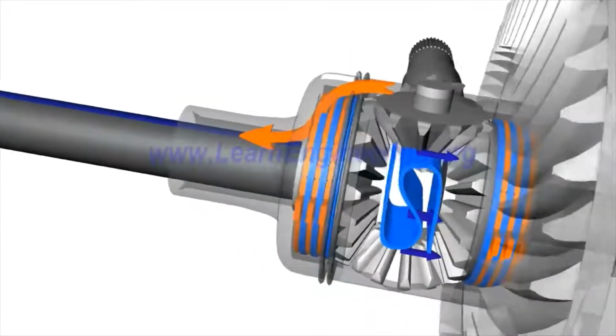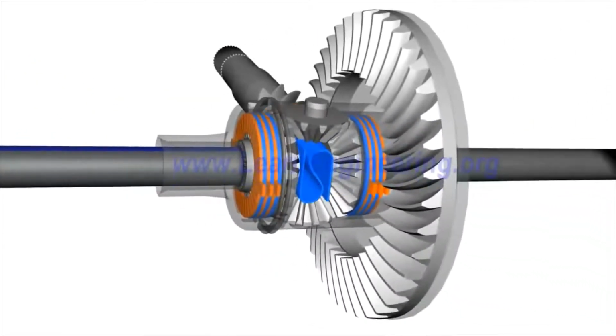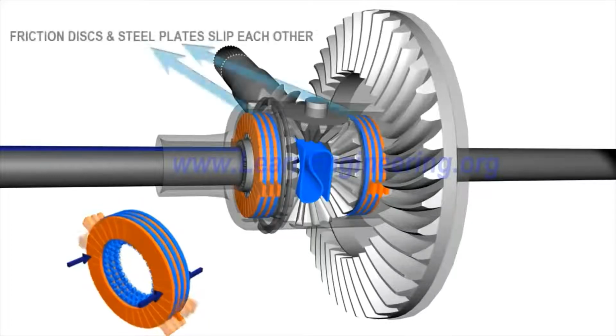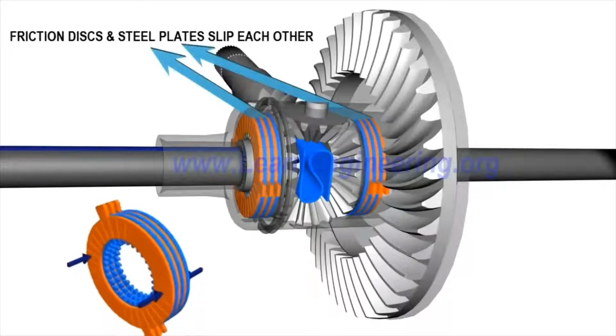However, while taking a turn, the LSD can act like a normal differential. In this case, the thrust force developed due to bevel gear separation action won't be that high. So the plates in the clutch pack will easily overcome frictional resistance and will be able to slip against each other. Thus, the left and right axle can have different speeds just like an open differential.